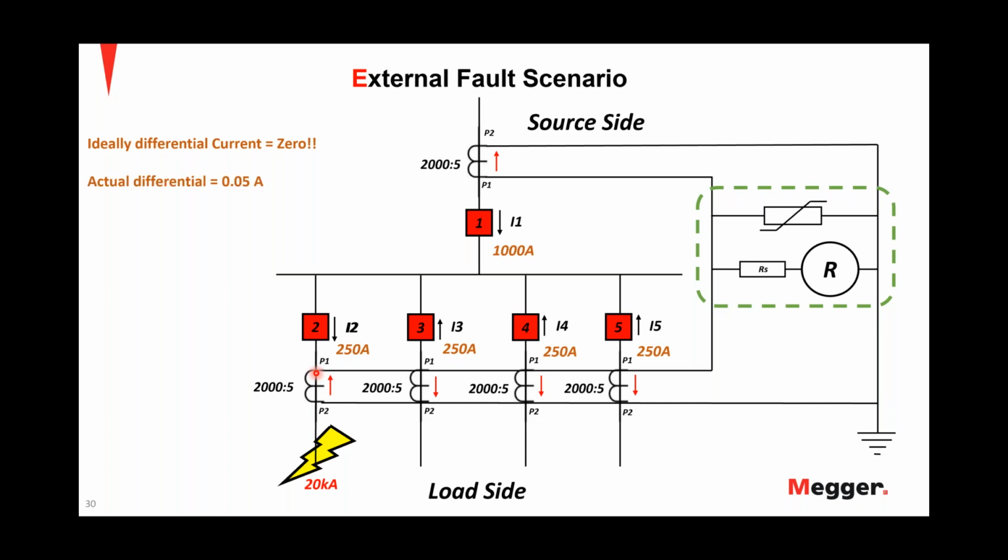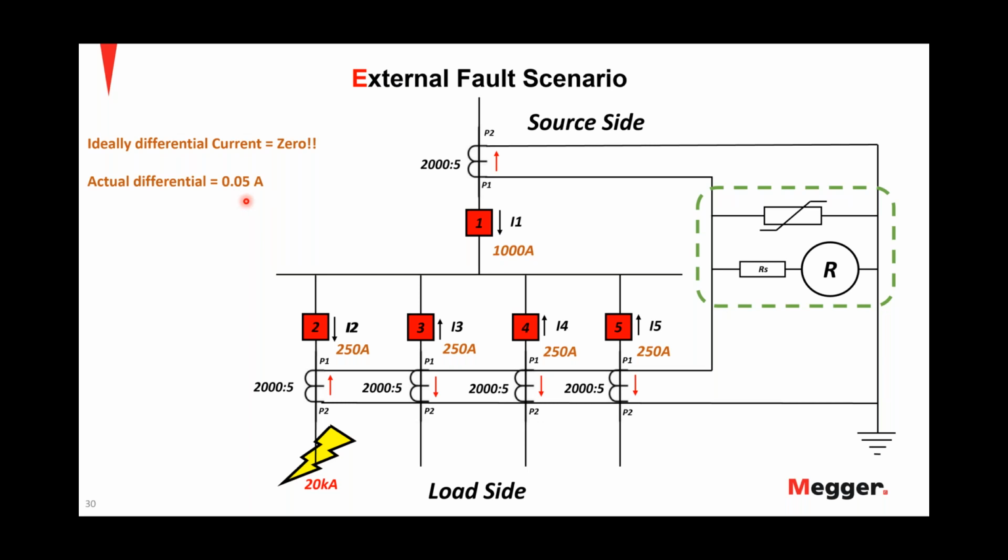And because of this saturation, it will definitely see some current differences on the secondary, right? And because of that we will see some differential current, even though it's very small. Let's say in this example, it's around 0.05 amps.